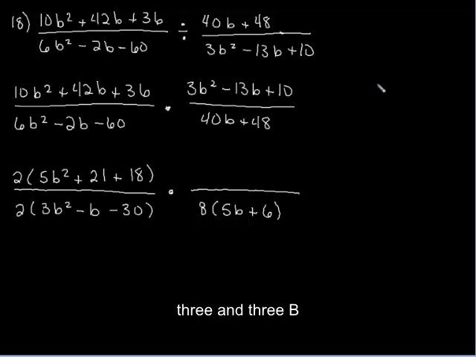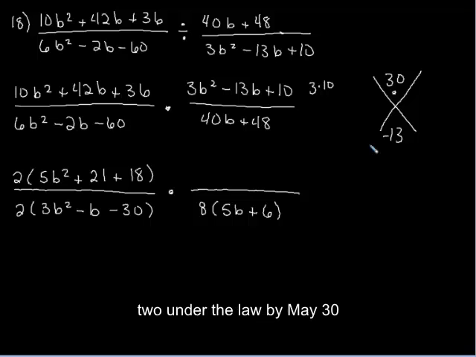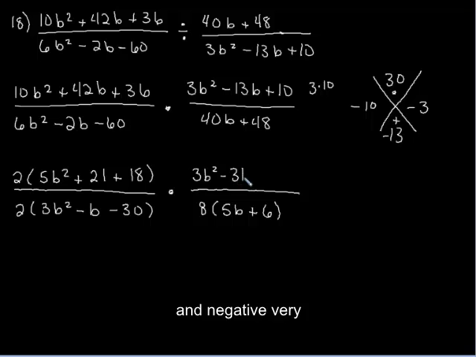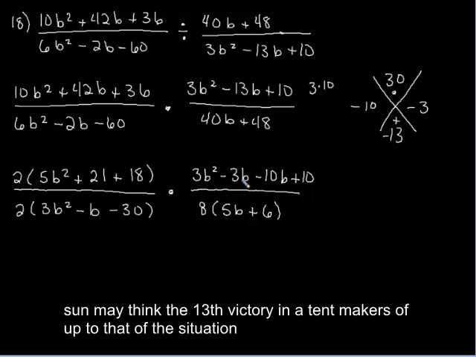Okay, 3b, 3 times 10 is 30. So I want 2 numbers that'll multiply to make 30 and add to make negative 13. So you have negative 10 and negative 3. So I'm replacing the 13 with the 3 and the 10 to make this a factoring by grouping situation.